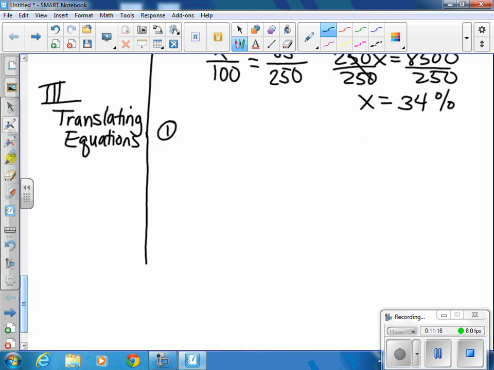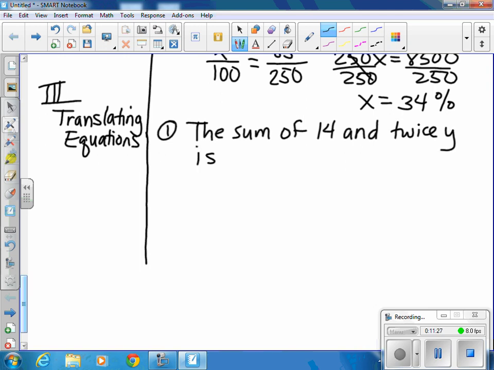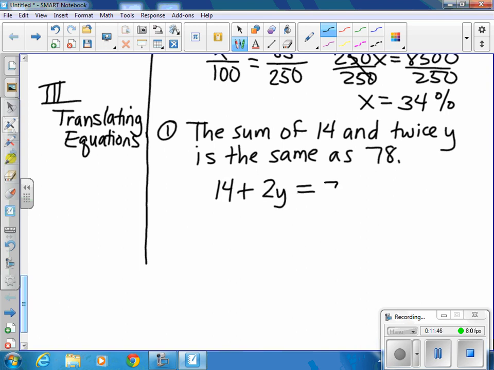Right? So for the first one, the sum of 14 and twice y is the same as 78. All right, so to translate it first, sum means to add, so put your plus sign. We're adding 14, so there's your 14, and twice y. If you do something twice, you do it 2 times. So that's 2 times y. Is the same as is your equal sign, and then 78 goes on the other side. Okay, and then from there you would solve it.